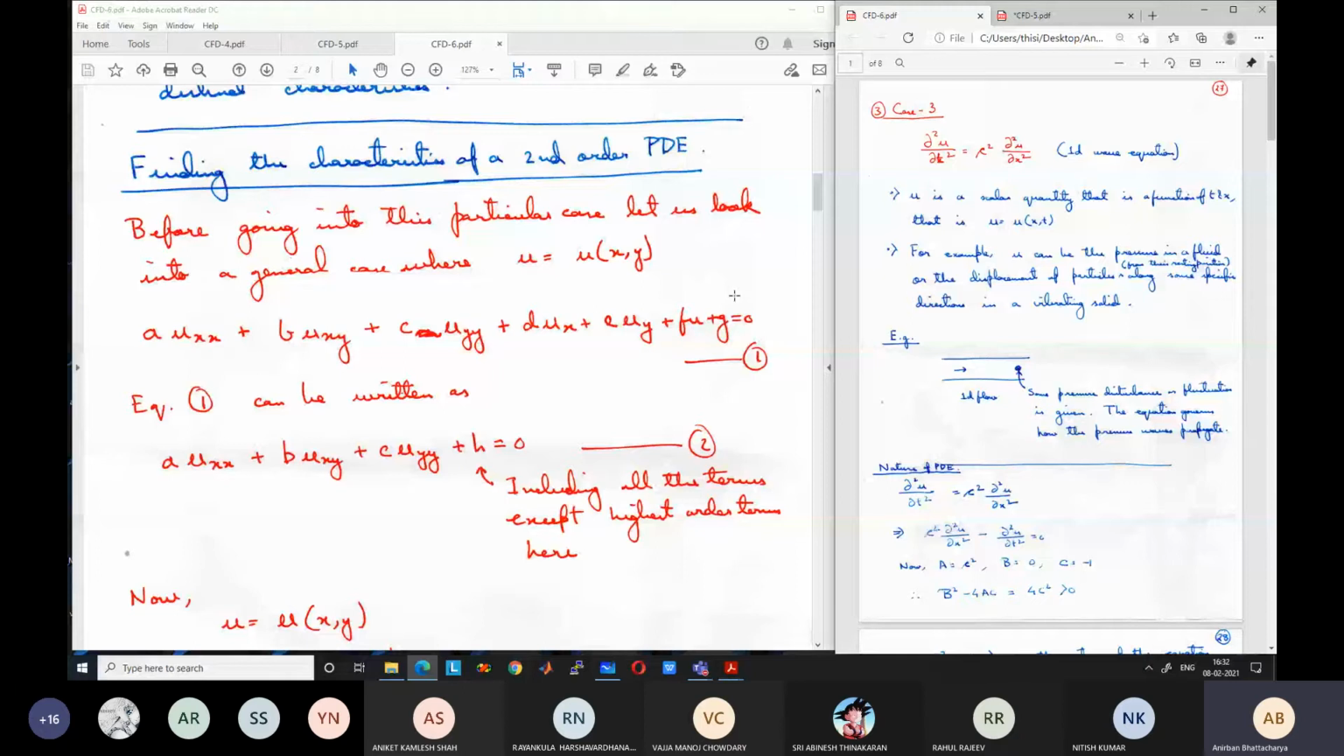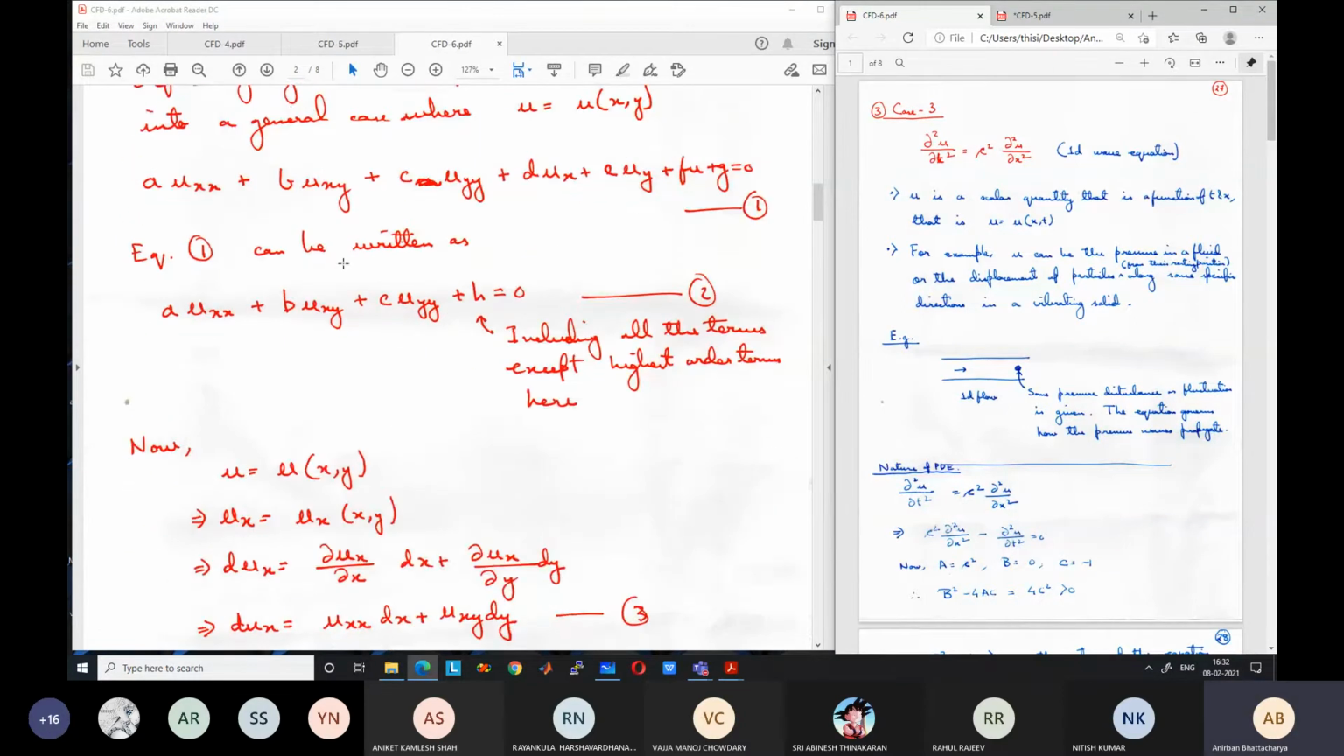Three second order terms, then two first derivatives, one with respect to x and one with respect to y, a term in u, and any other terms. In this case u is the dependent variable and a function of x and y, and x and y are the independent variables.